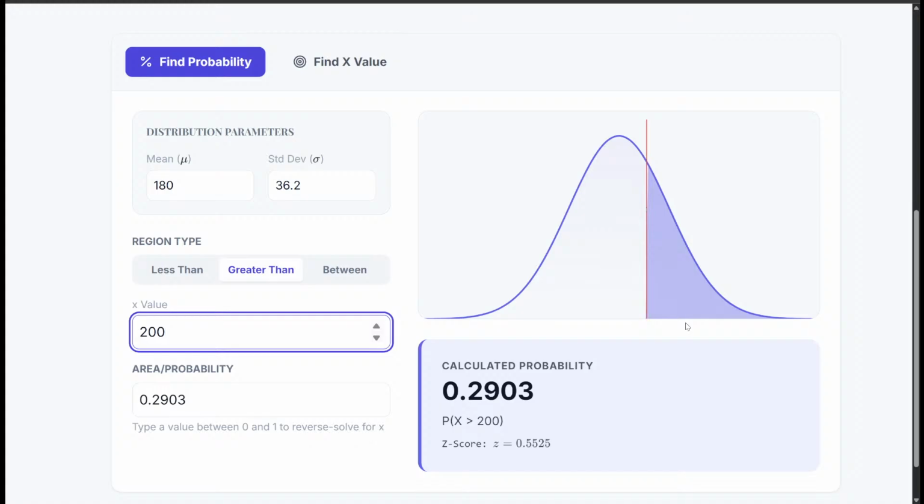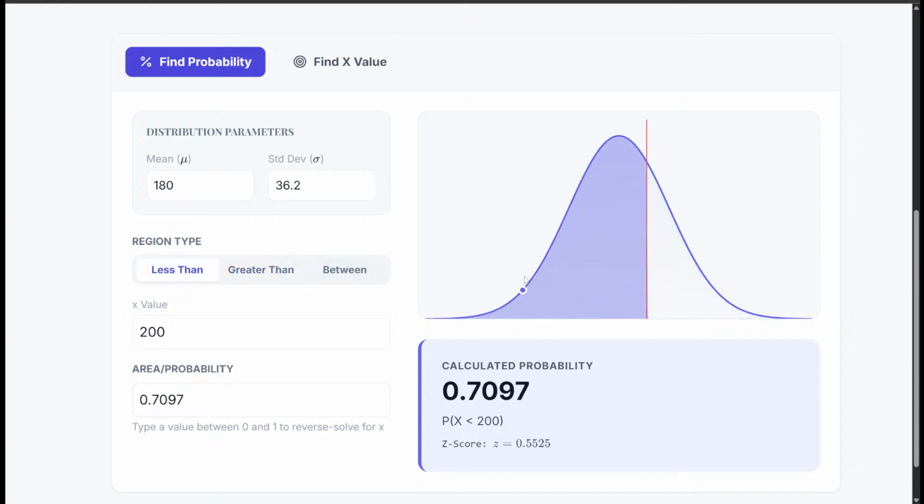You can start to see where you're shading. So if we're looking at greater than, we're looking at over here. If we're looking at less than, we're looking at this side. So I got 29.03, and the other one's going to be 70.97. What should those two add up to? Should add up to 1, right? Those are complements of each other. So depending on how you're doing it, sometimes it's going to be easier to find one direction than the other direction.